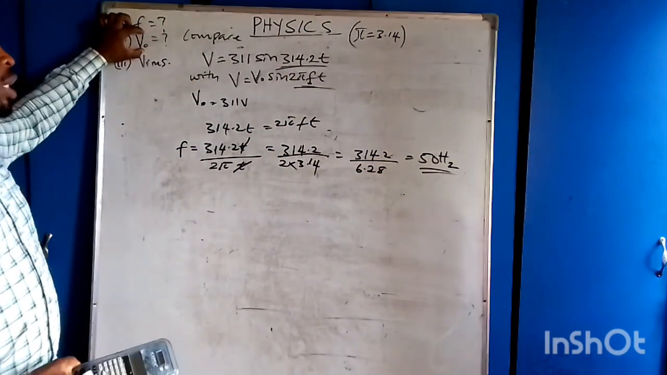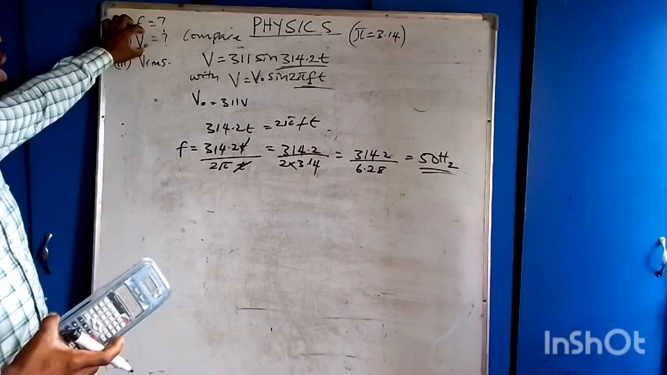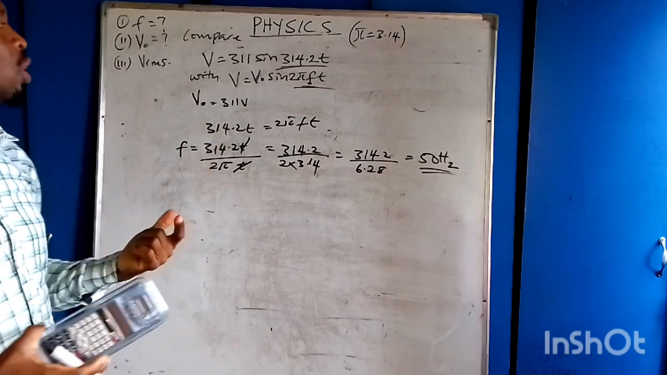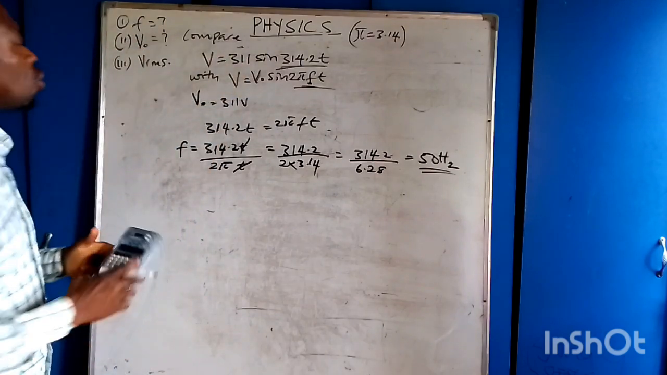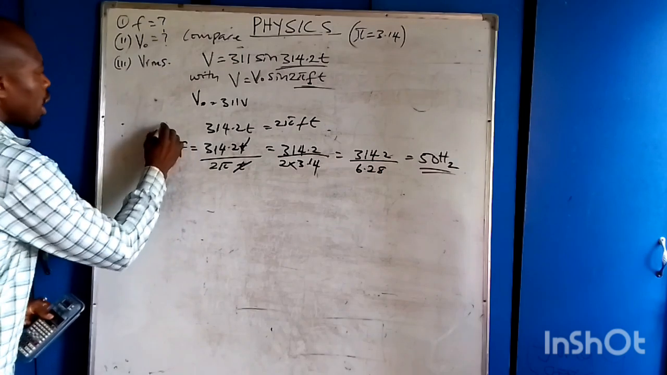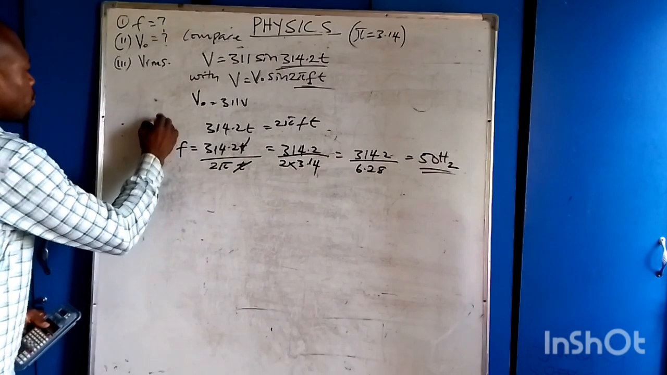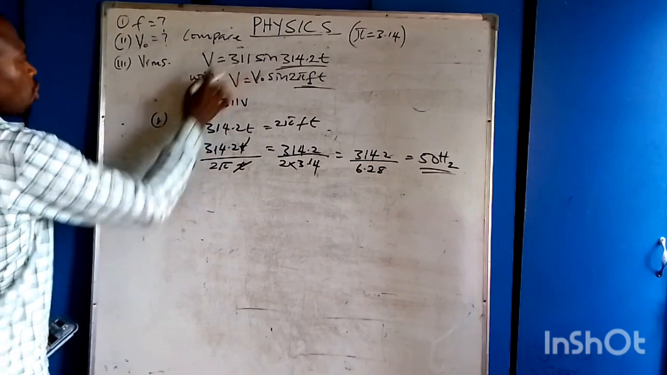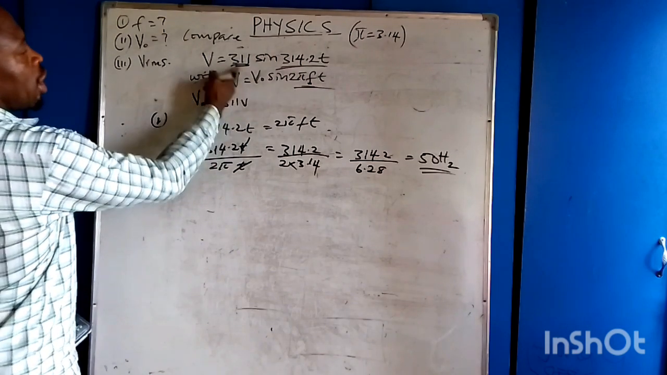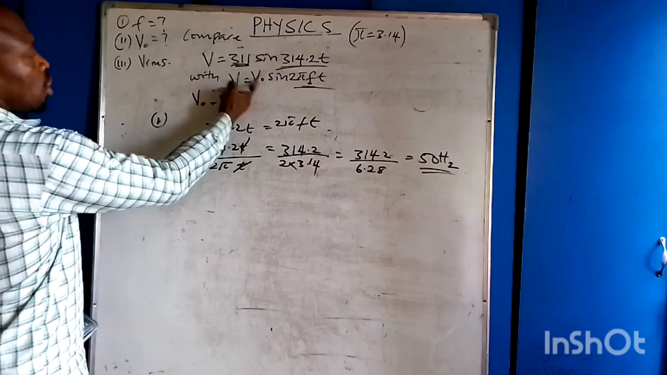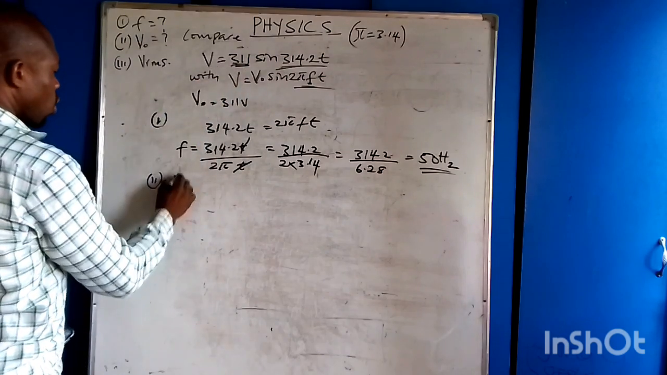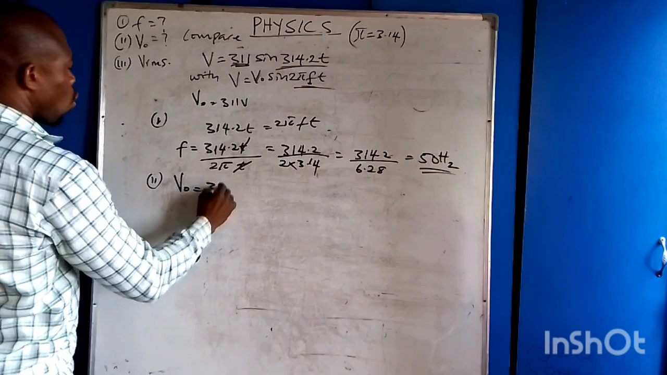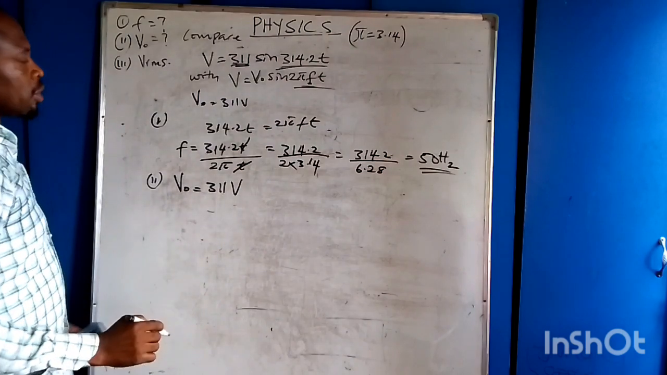Now the second question is the peak voltage. From this equation also, this is the first question. The second question, V naught, of course from here because of the comparison, this value here is V naught. Therefore we say that V naught is 311 volts.